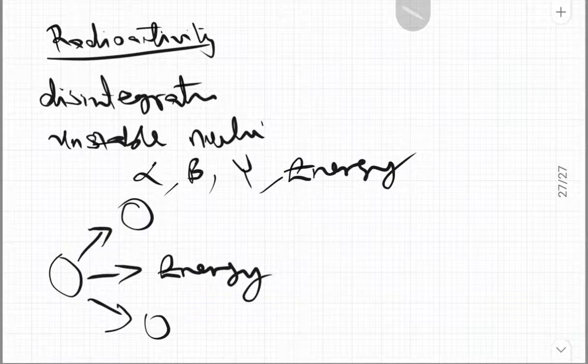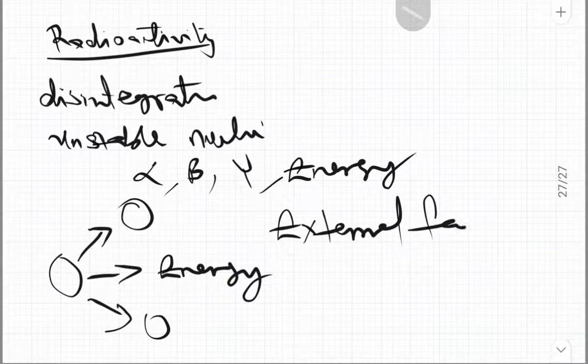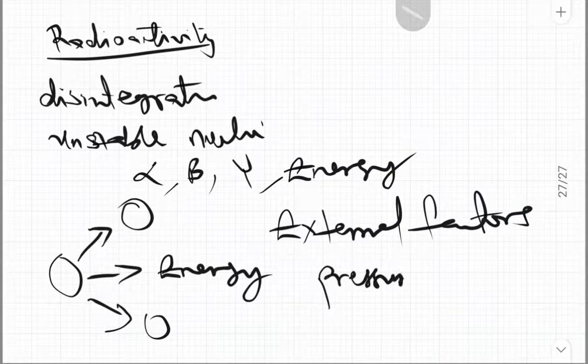So we said that this splitting is irrespective of the chemical property of this atom and also the physical property, and the disintegration is independent of external factors such as pressure and temperature. So it doesn't depend on any external factor, so it occurs on its own spontaneously.